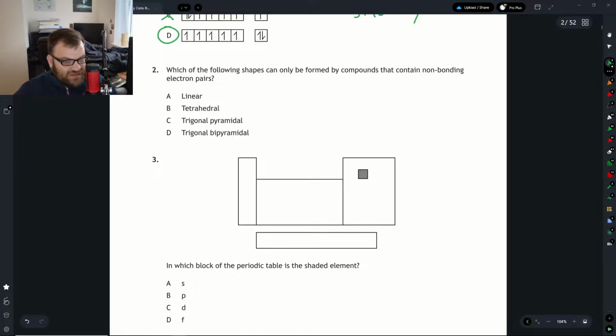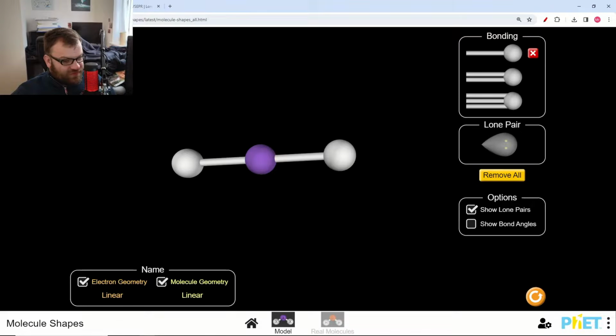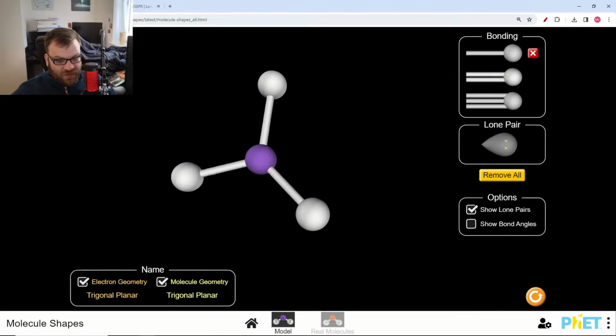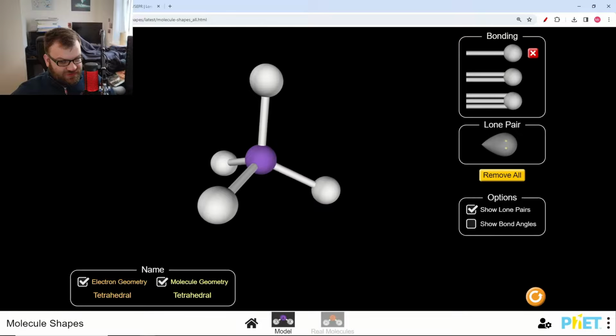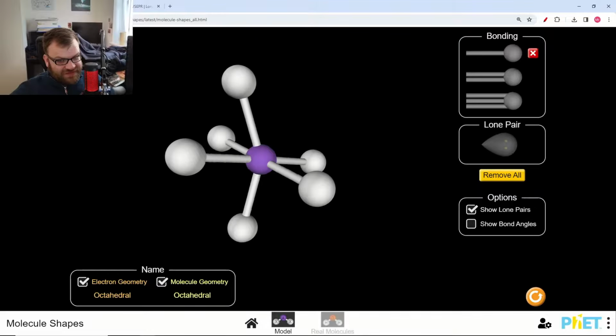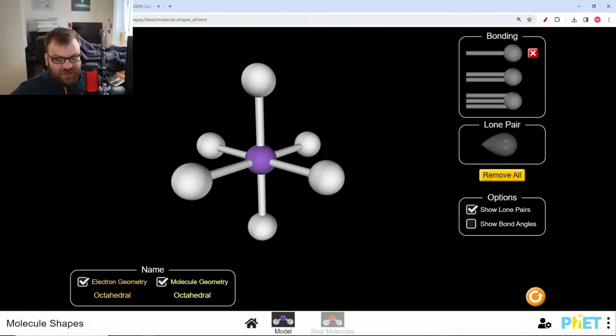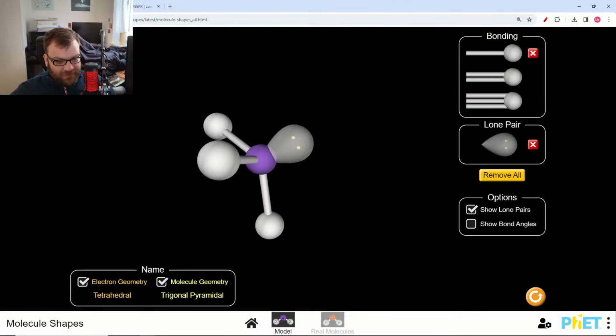Next up, we're asked about shapes that need non-bonding electron pairs. They are sometimes referred to as lone pairs. If you have no lone pairs, you are able to have a linear shape. That is not going to be our answer. We could also get trigonal planar, tetrahedral, we could have trigonal bipyramidal, and lastly, if we had 6 pairs, we could have octahedral. The answer to our question is going to be trigonal pyramidal.